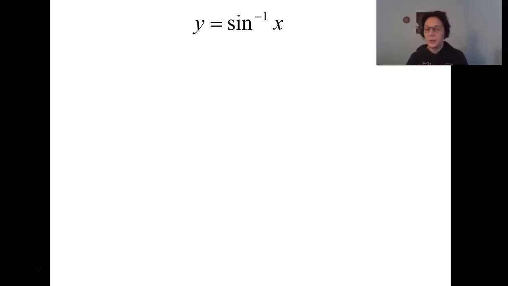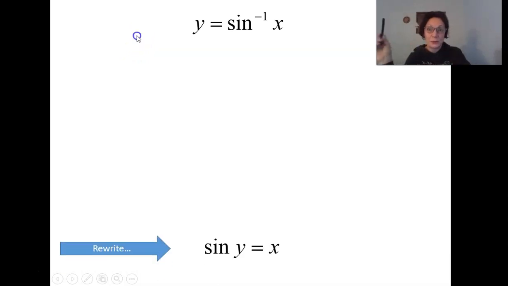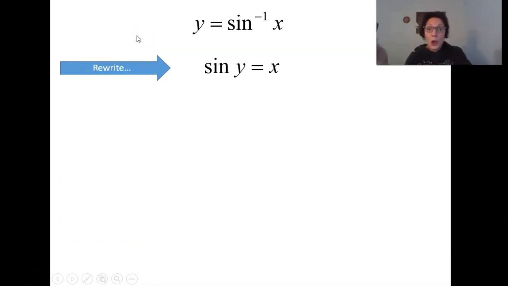So let me show you how we get the derivative of an inverse trig function so that we can never do it again. I have y equals the inverse sine of x. The first thing I'm going to do is rewrite that as something I know how to take the derivative of. Instead of inverse sine of x equals y, I'll write the sine of y equals x. It's just a rewrite based on what we know inverse functions do.